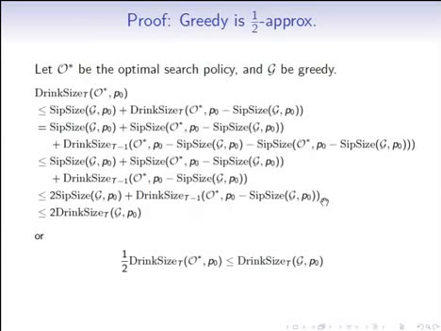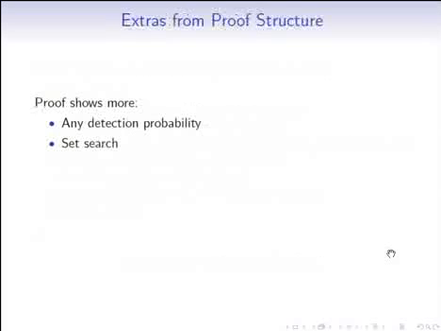So you can use induction to roll this out the rest of the way and get 2 times the drink size of the greedy policy. And this gives us the result that the greedy policy always gets at least half, the particle with at least half of the probability of the optimal policy.